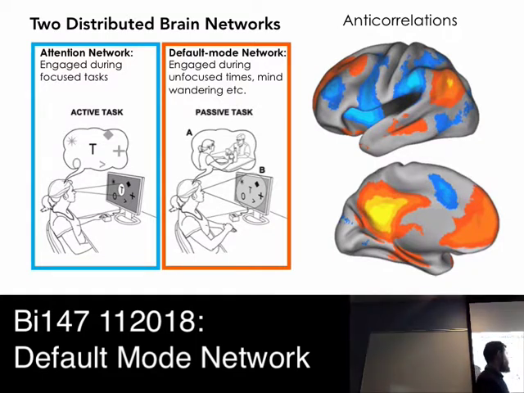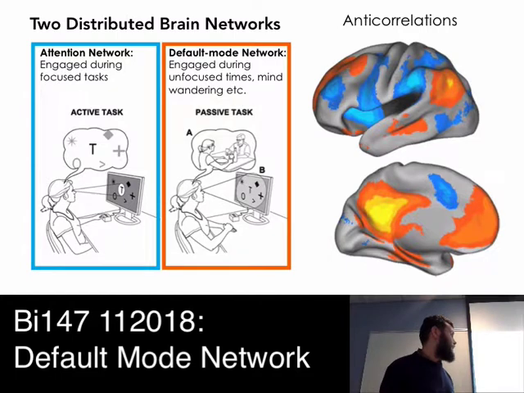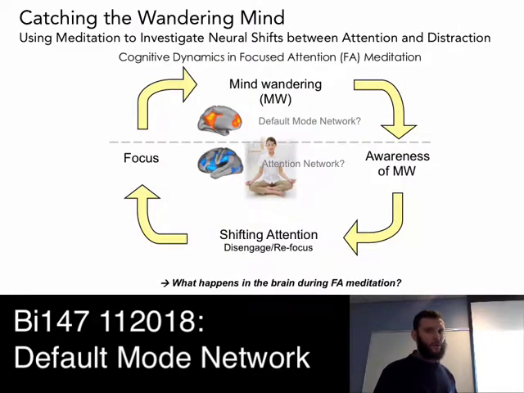Whereas in the default mode network, I'm not told to do anything. They just are showing these pictures on the screen, and I'm just doing whatever I want, and I'm thinking about having dinner with my partner or whatever. Mind is wandering. And when that happens, other parts of the brain are lighting up, this default mode network.